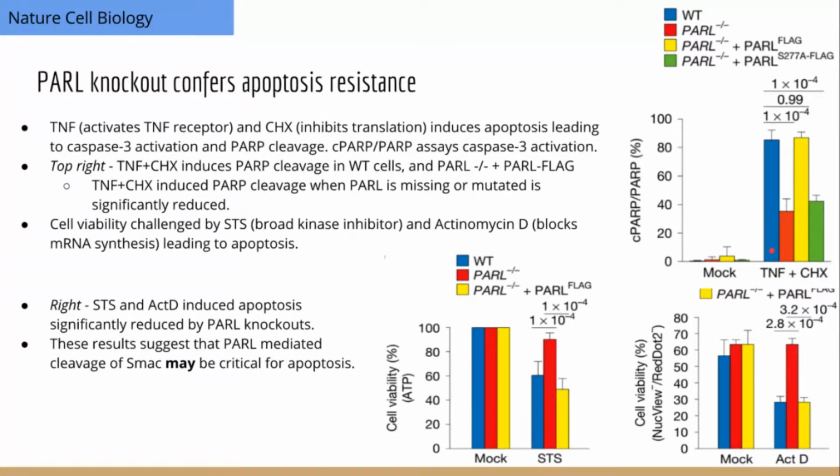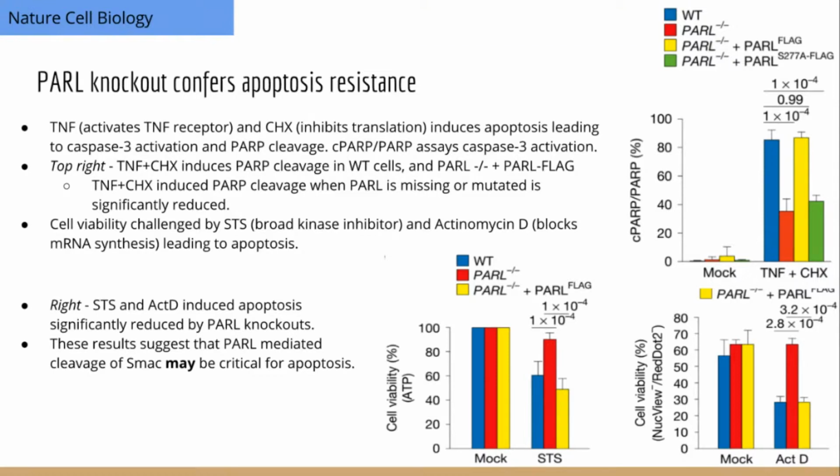So this is, remember, TNF activates the TNF receptor, which signals apoptosis through the DISC, the death-inducing complex, caspase 8 and then BID. And the addition of CHX inhibits translation and further promotes apoptosis. So basically what we're seeing here is that when PARL is deficient, because it's either completely knocked out in red or lacks its enzymatic activity, the amount of cleaved PARP, caspase activity, is significantly downregulated.